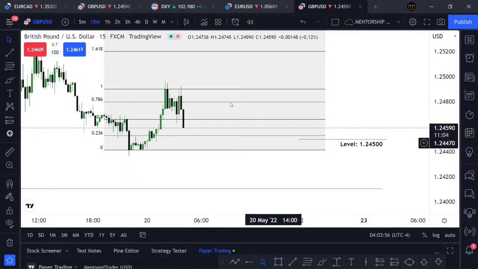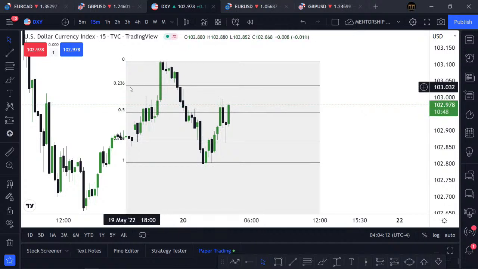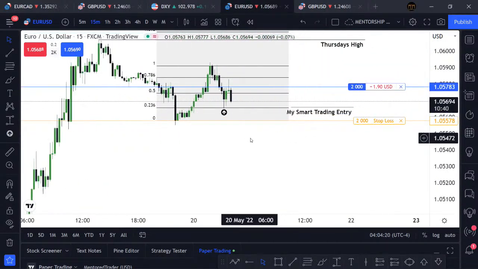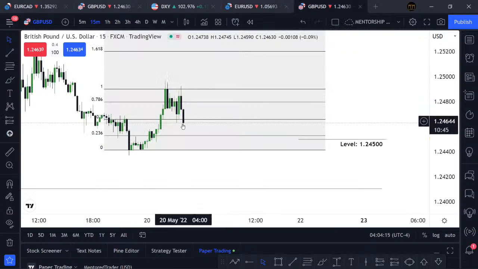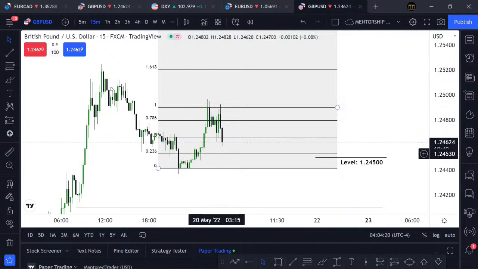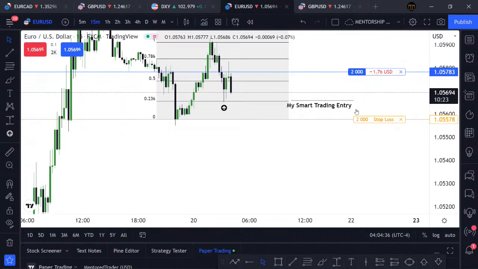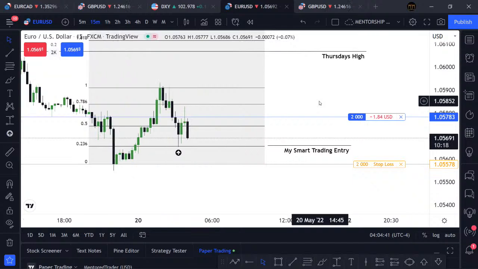Remember, we are above the 50 level. This is also approaching the smart trading entry, and so is this. Okay, right here. So I'm putting my eyes on two pairs: the pound dollar and the euro dollar. So let's wait.